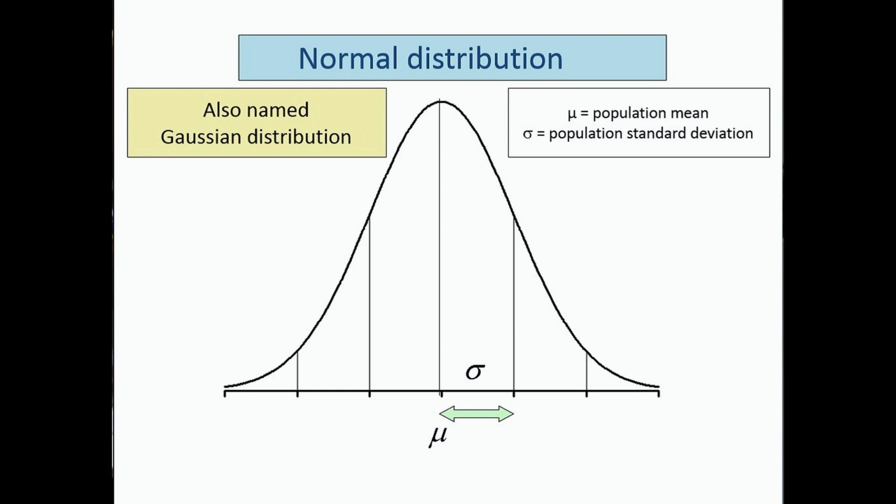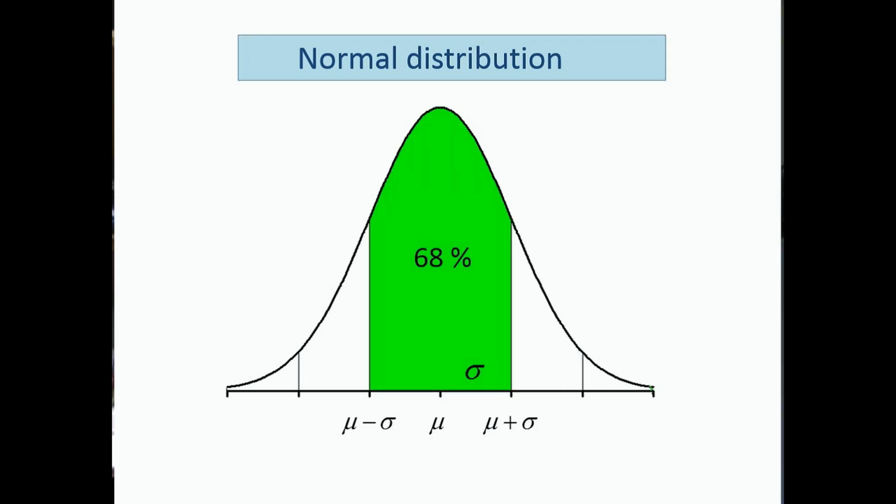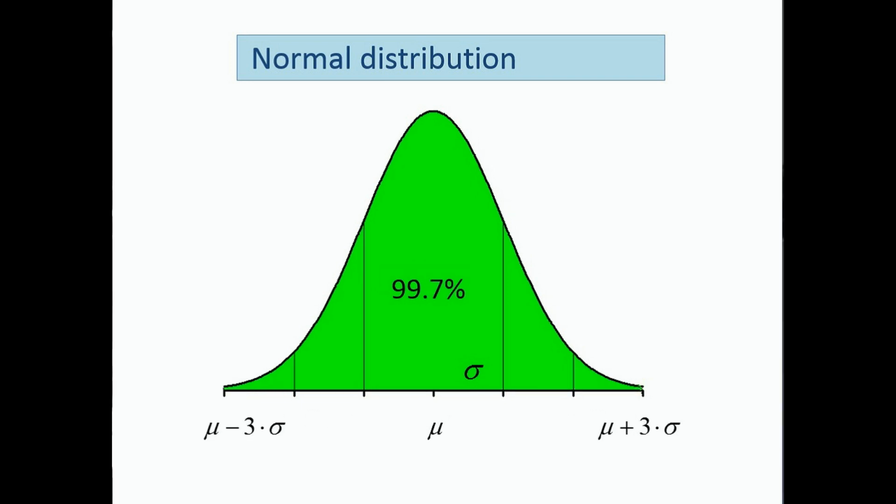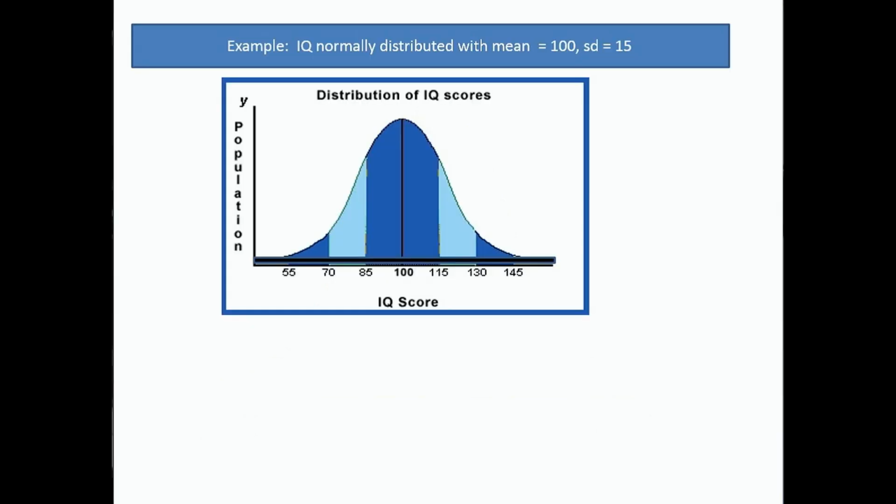Normal distributions all have the same shape and the same features. Within the range of one standard deviation below the mean and one standard deviation above the mean, there is almost 68% of the distribution. Within the range of 2 standard deviations below and 2 standard deviations above the mean, there is almost 95% of the distribution. And within the range of 3 standard deviations to the left and 3 standard deviations to the right, we have more than 99% of the distribution. Let's have a look at a simple example.